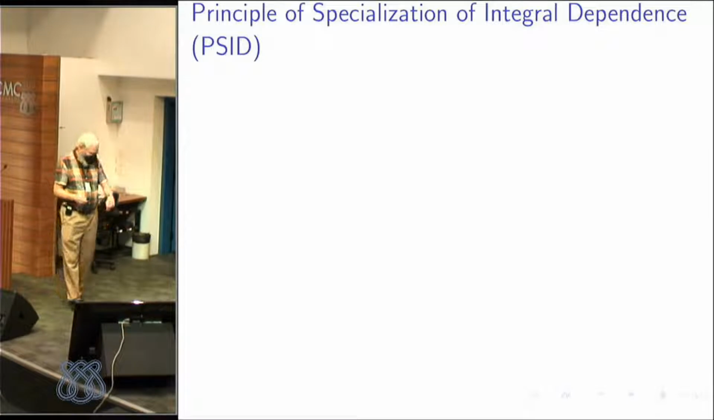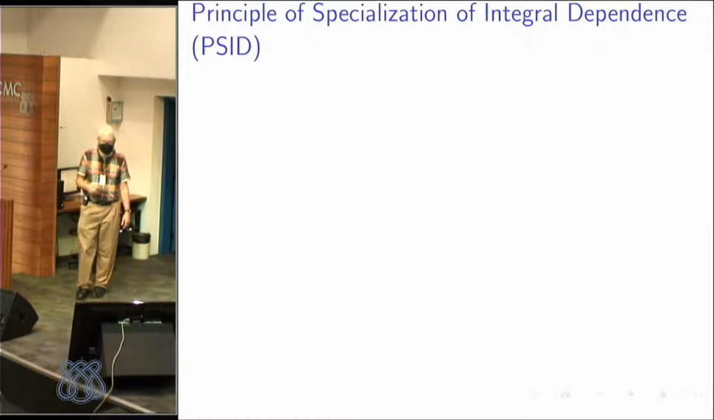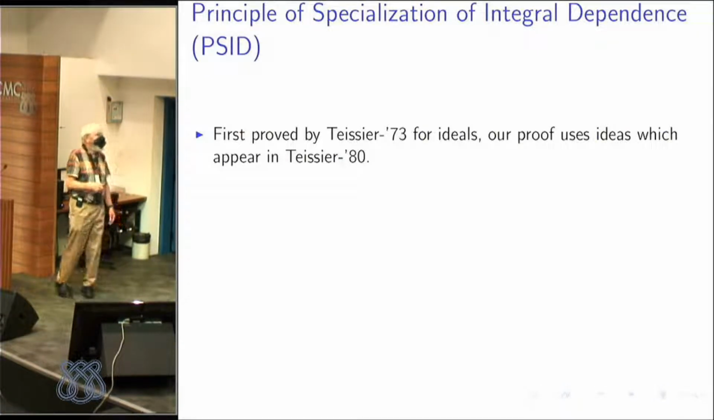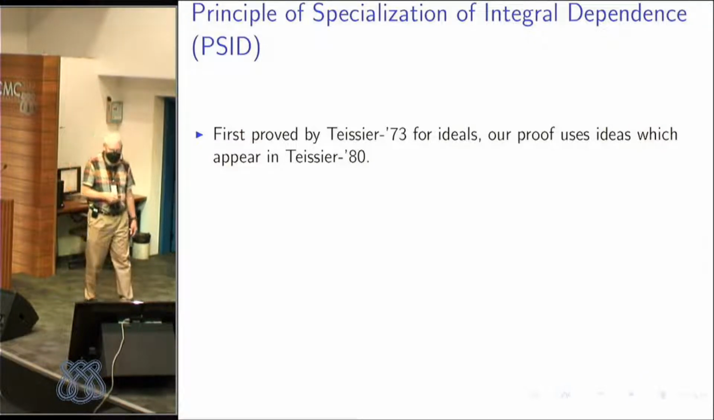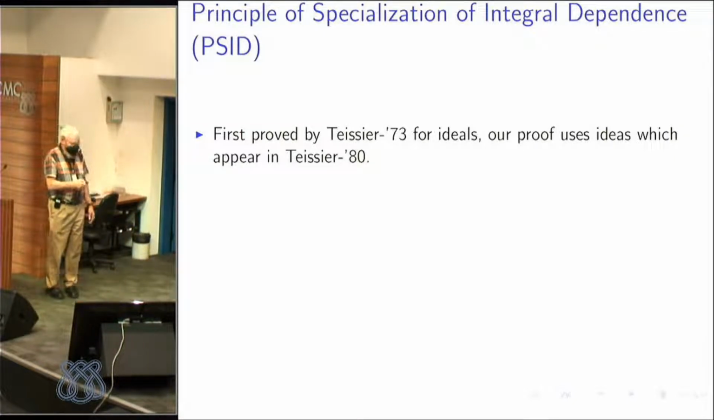So now I come to the big gun in the subject as far as equisingularity goes, and that's the principle of specialization of integral dependence. First proved by Teissier in '73 for ideals, and our proof, which I did with Steven Kleiman, and which appeared around '96 or so, uses ideas which appear in Teissier's paper in 1980.